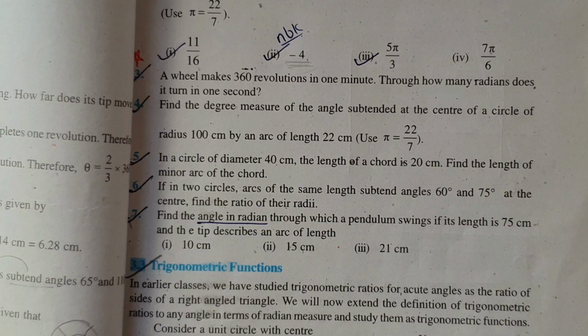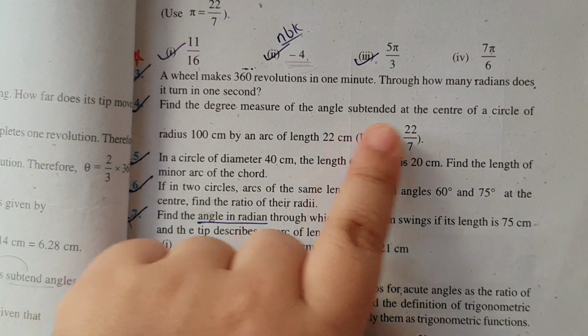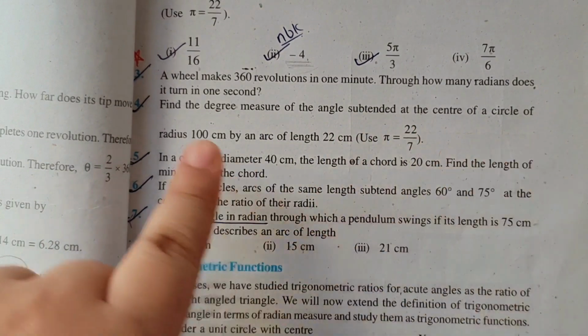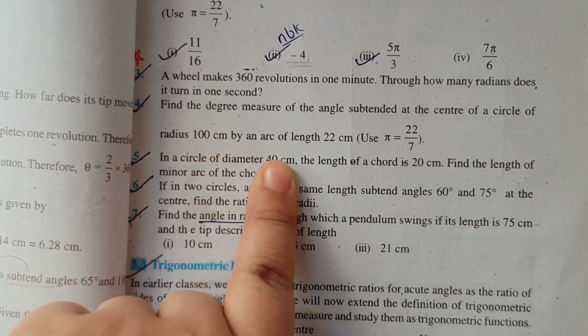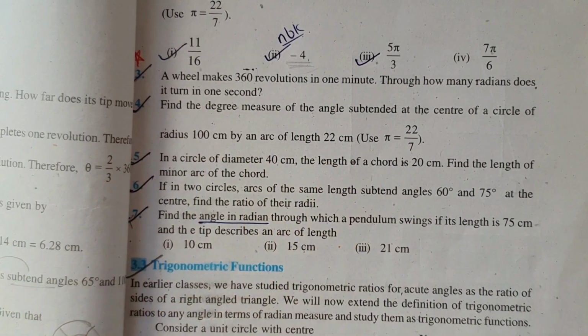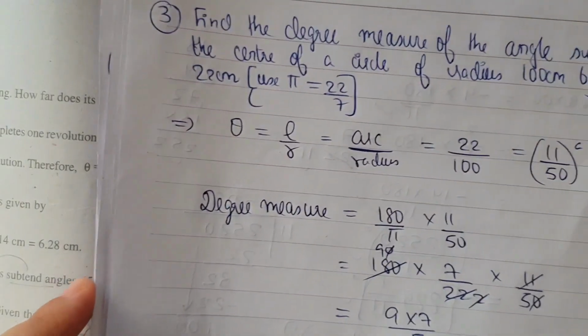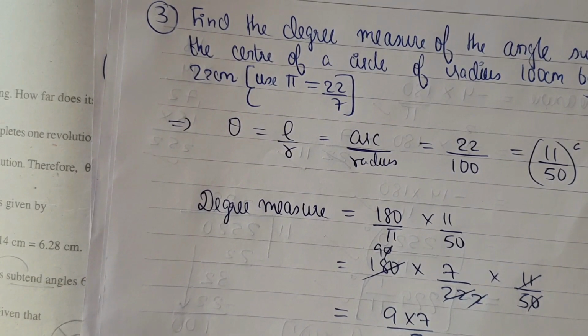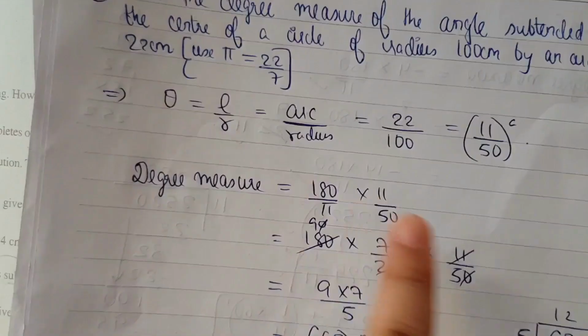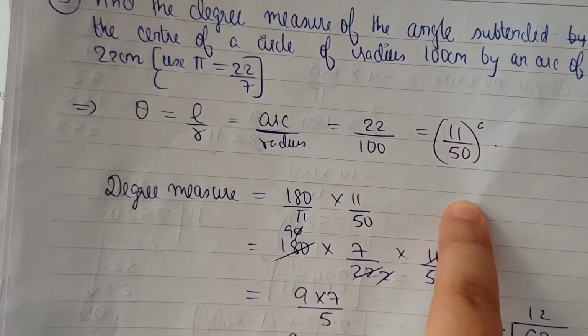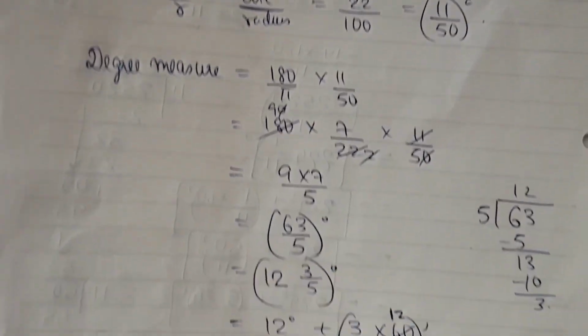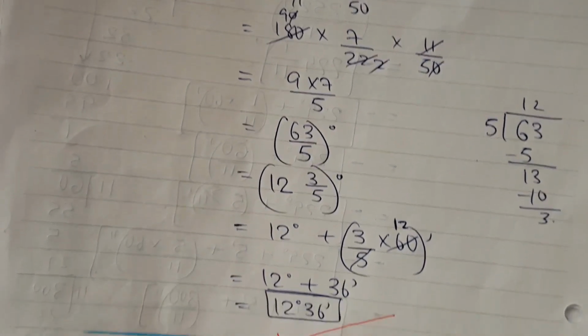That's it. The next question says to find the degree measure of the angle subtended at the center of a circle of radius 100 cm by an arc of length 22 cm. Okay, so they have given us the length and the radius. Find out the theta value. You have got it to be 11/50 and convert this into degree measure. That's it. Simple question, simple application and simple doing of it.